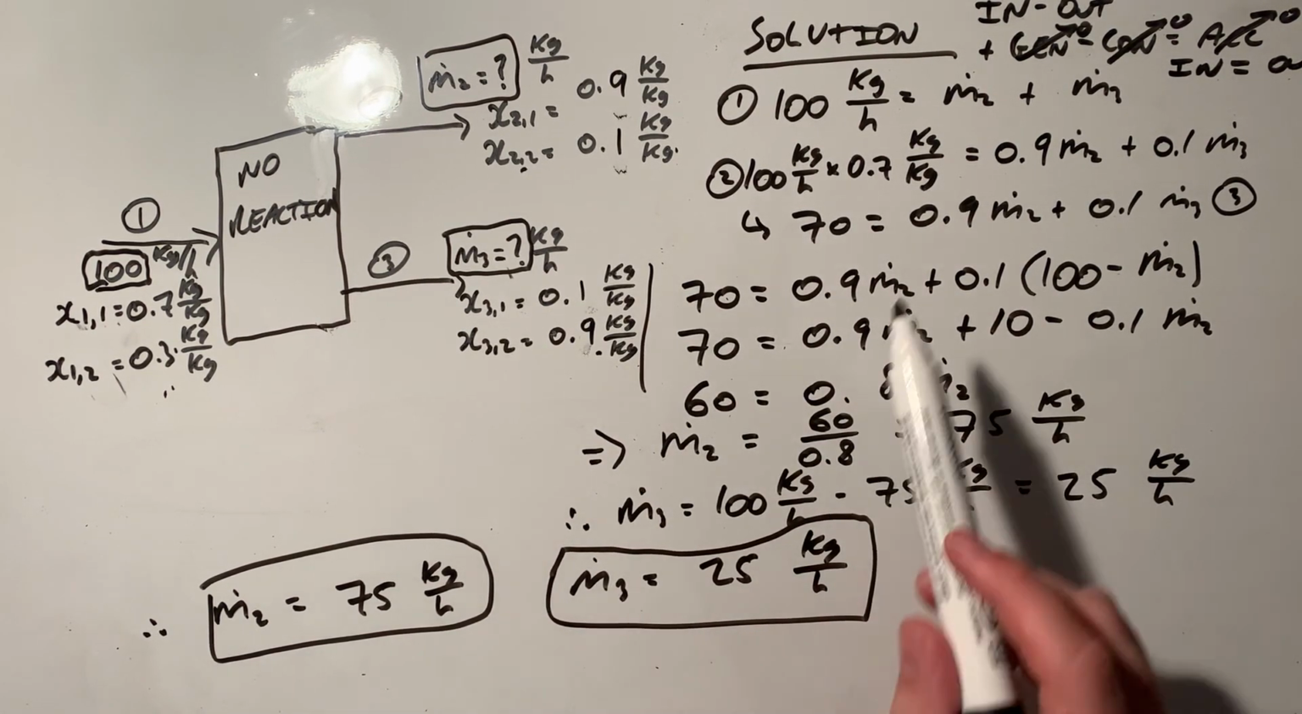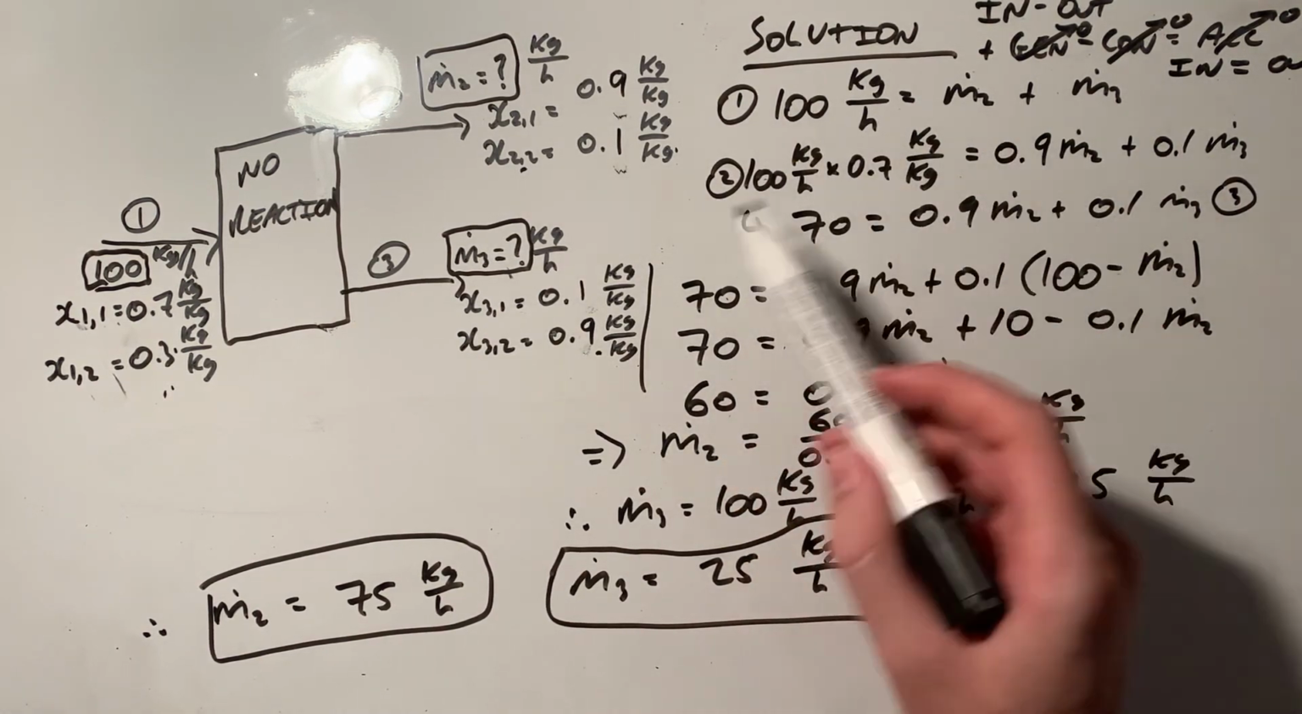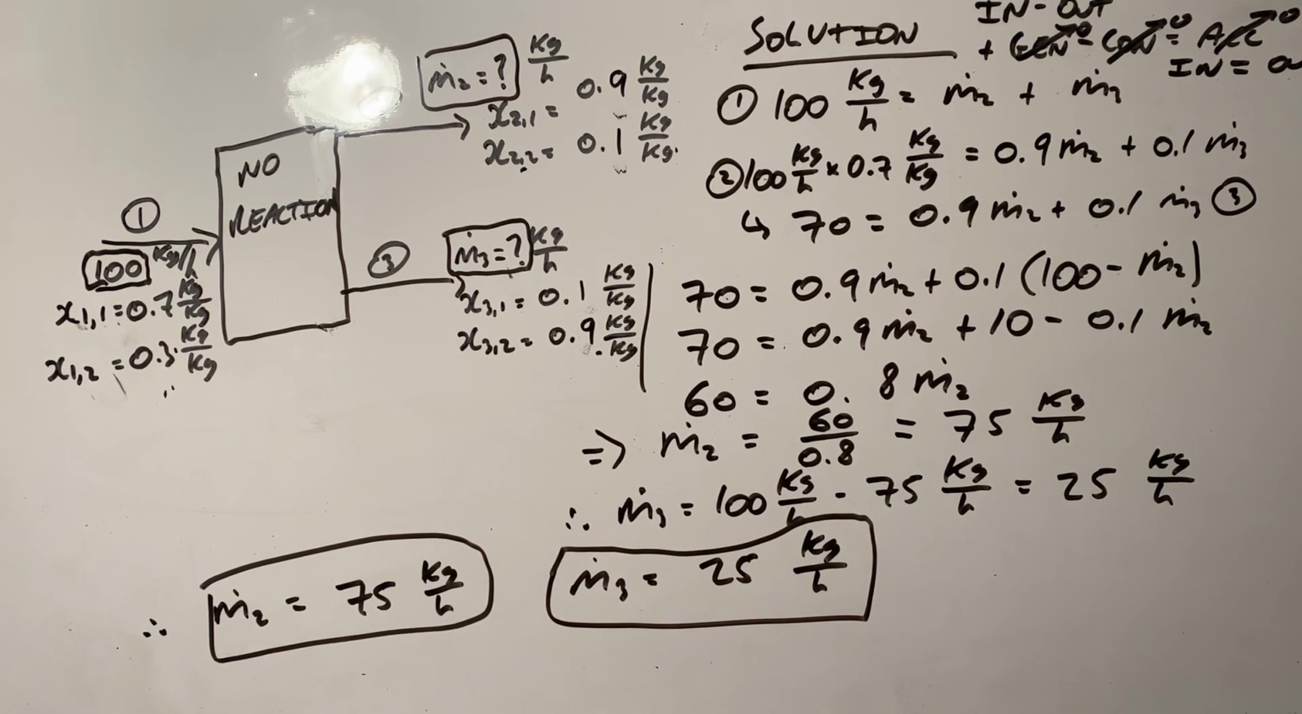And you can easily verify that. If you wanted to check the answer further, substitute back into equation 2 and that should hold true. But obviously from equation 1, our total mass balance, 100 in, 75 plus 25 out, our mass is indeed conserved.